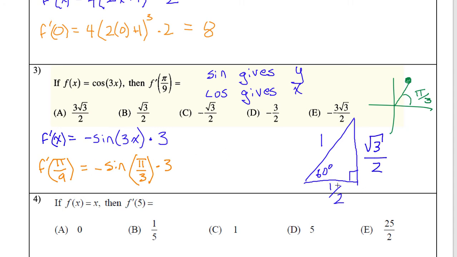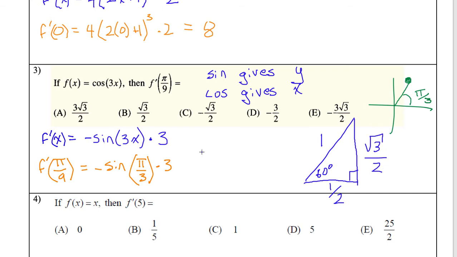Sine of pi over 3, is that the x or the y? It's okay. We'll get it. Sine is y. Which one is the y? 1/2 or square root of 3 over 2? It is indeed square root of 3 over 2.